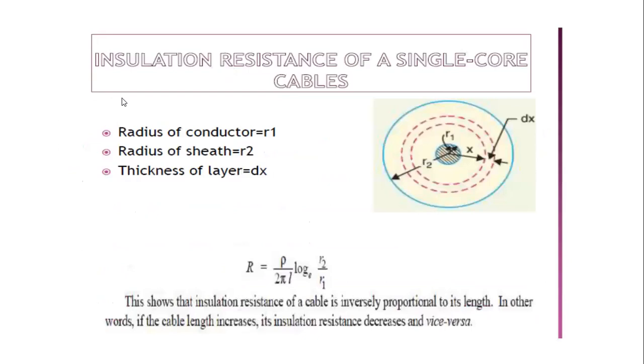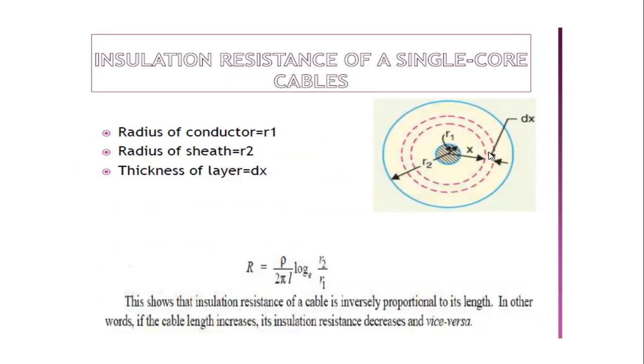Next, coming to the insulation resistance of a single core cable. How will we calculate the insulation resistance of a cable? This is the cross-sectional view of the single core cable, and this is the conductor. We have two radii, R2 and R1, and we are considering a small length dx.